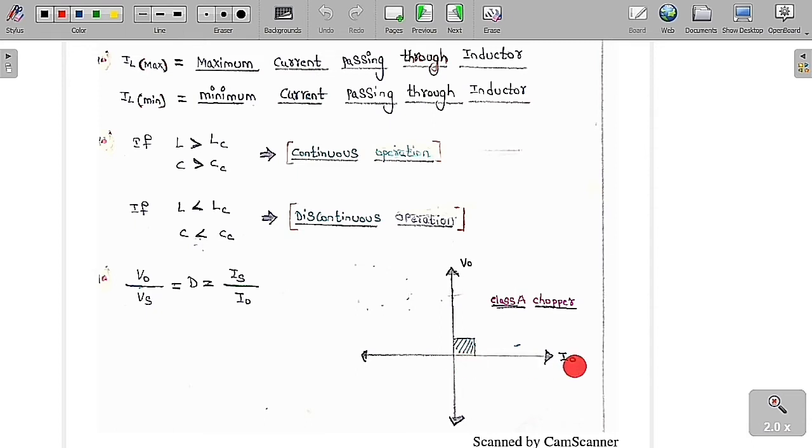The current is always positive. So V0 is always positive and the I0 is always positive. Therefore we can say it is a class A chopper. So this is the class A chopper. The average value of the output voltage is always positive and the average value of the output current is also positive. So it is called the class A chopper. This is the diagram we are going to get for a class A chopper. Therefore the buck converter or the step down chopper is also a class A chopper.